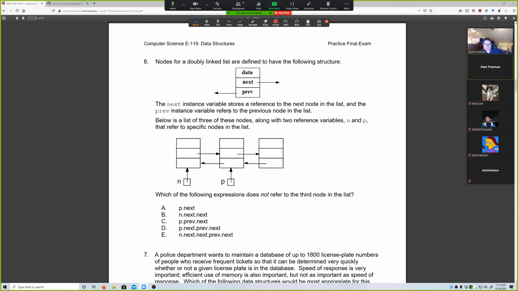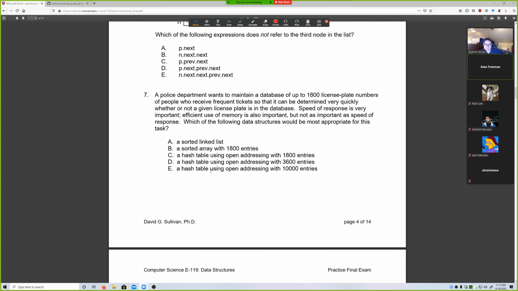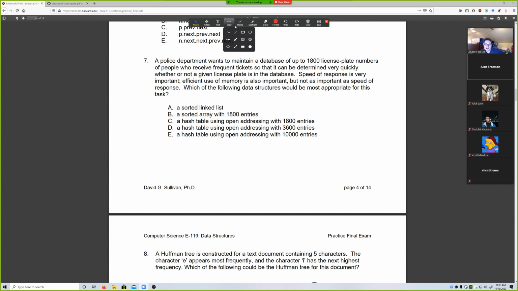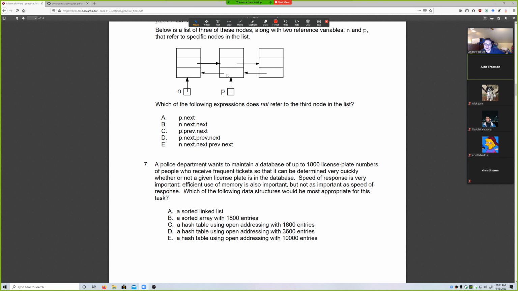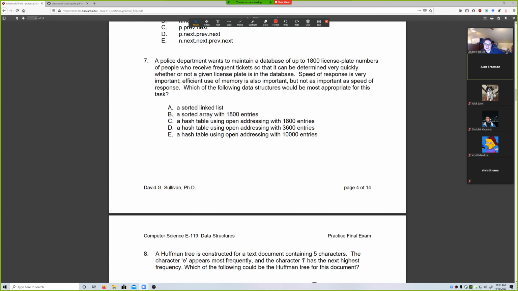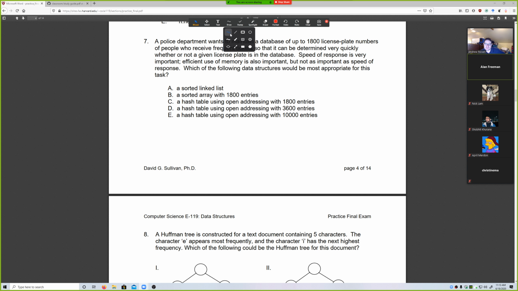All right, I'm going to skip this because you did this one in your first exam. Oh, that's the exact same one, too. Well, not the exact same one, but it's structured very similarly. They ask which of these is not the third node in the list. I asked, here's a bigger list. Which of the nodes does this resolve to?